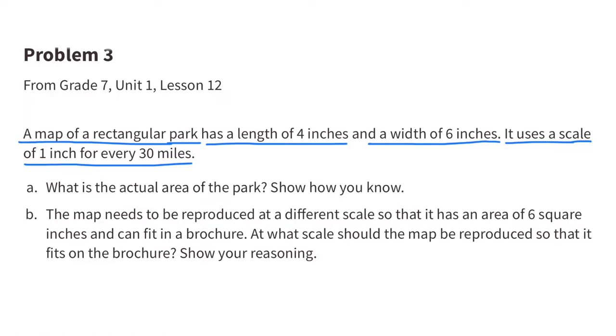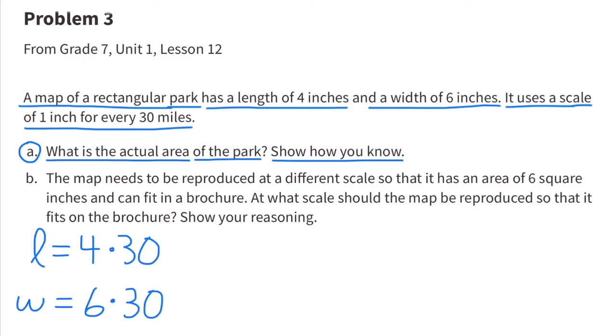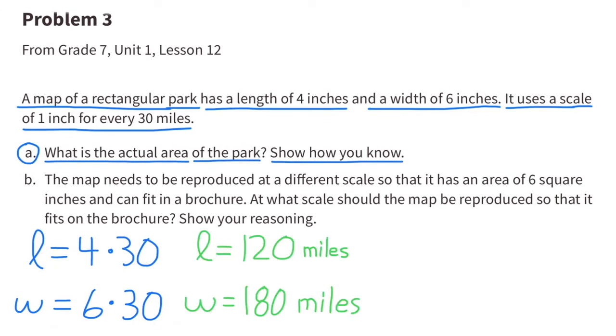Number 3. A map of a rectangular park has a length of 4 inches and a width of 6 inches. It uses a scale of 1 inch for every 30 miles. A. What is the actual area of the park? Show how you know. On the scale drawing, or on the map, the length is 4 inches and the width is 6 inches. Since it uses a scale of 1 inch for every 30 miles, the length of the actual park is 4 times 30 and the width is 6 times 30. The length of the actual park is 120 miles and the width of the park is 180 miles.